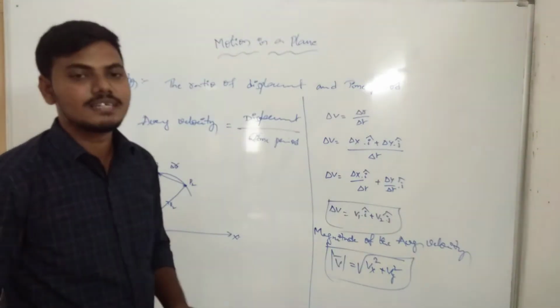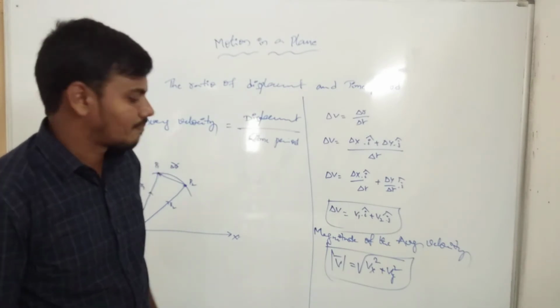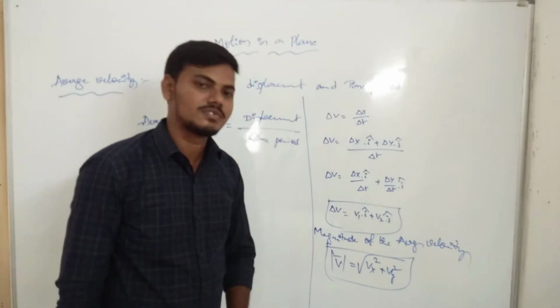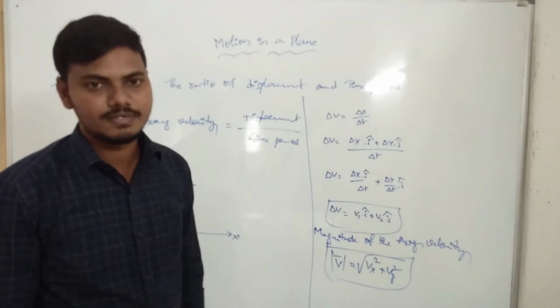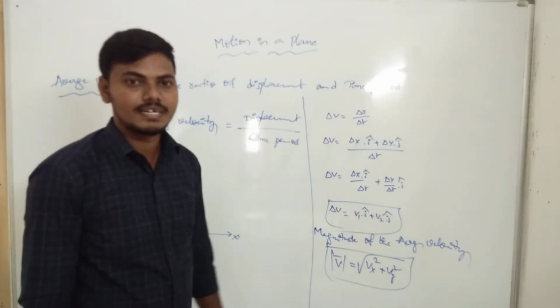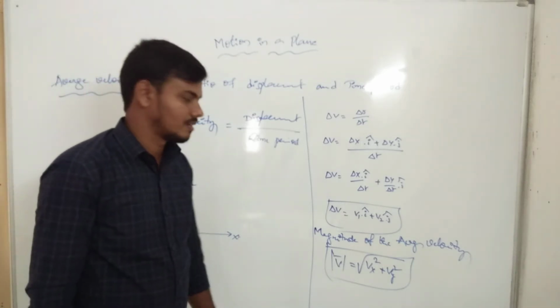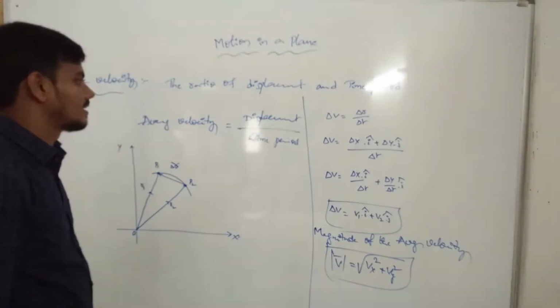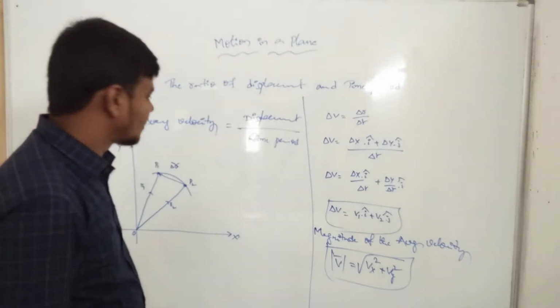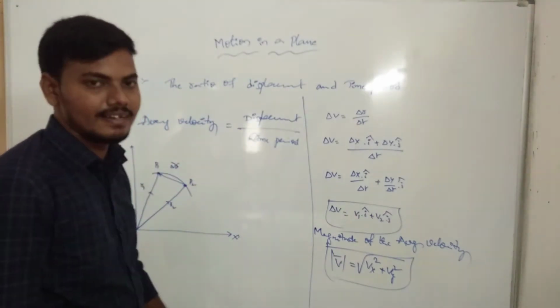Now what is the direction? The direction of the average velocity is the same as the direction of the average displacement. Average velocity is equal to average displacement, and that is how we can take the direction. Now this is the average velocity. To continue to the next level, we have instantaneous velocity.